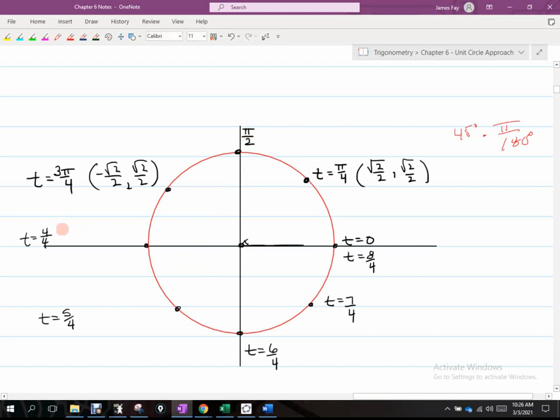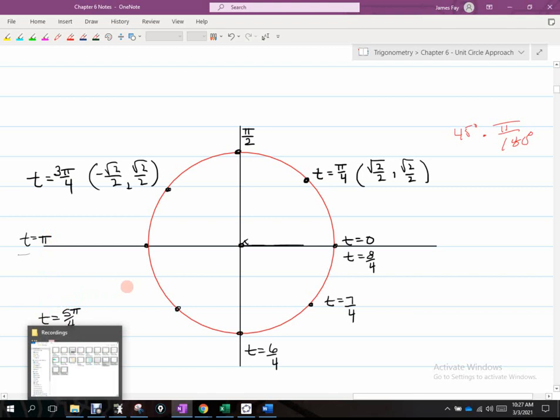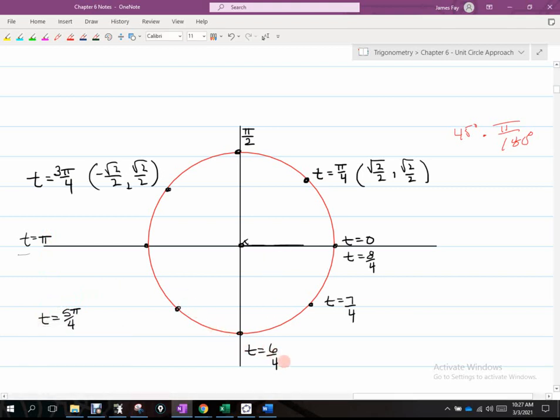4 over 4 is going to reduce to 1 pi. 5 pi over 4, it's already reduced. 6/4 reduces to 3 pi over 2. I already got that reduced, and then 8/4 reduces to 2 pi.